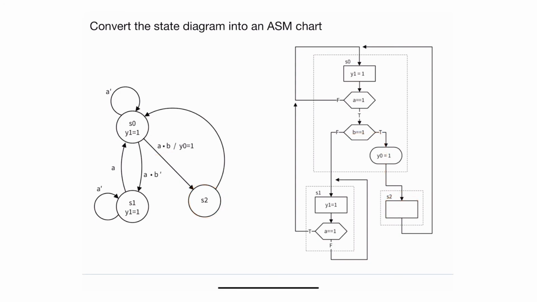But I have a Mealy output here, and that's why I put Y0 equals 1 within the conditional output box. You can see that if A is asserted but B is not asserted, I'm going to S1, and that's exactly what happens. You can follow the rest of them as well. It's basically the ASM chart. So these two representations represent the exact same finite state machine. This one resembles a flow chart, so it might be easier for us as humans to follow.